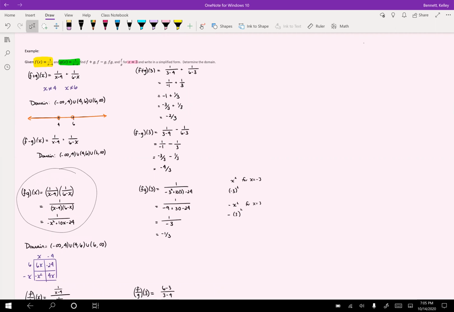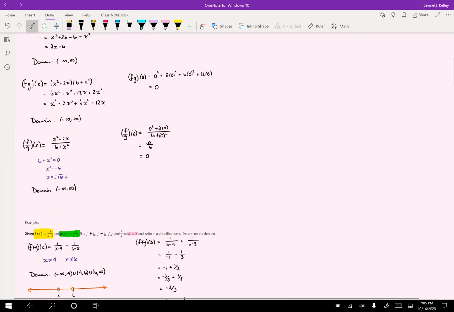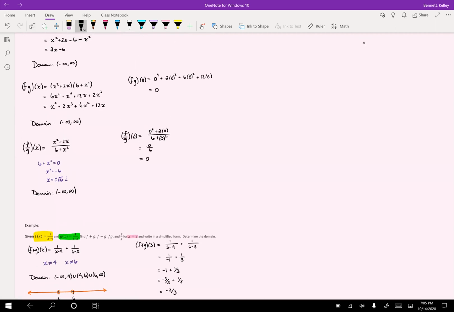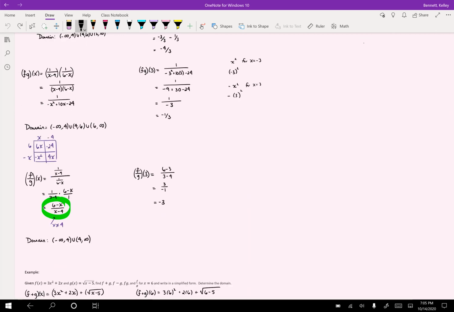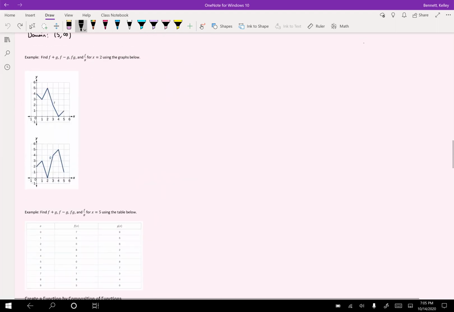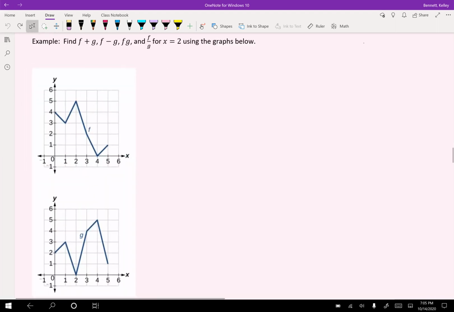We also had some simplification here in the previous example. So in the case where we have tables, we're not going to be able to do that, or rather, we don't want to expend the energy doing that.